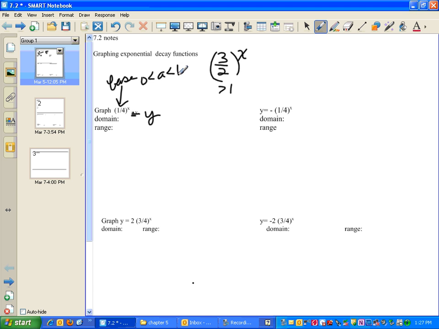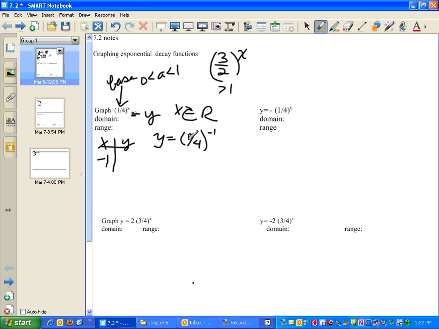We know that our domain is going to be that x is an element of the reals because x can be any value. All right? Let's see what happens to our y's. We'll do a little chart. I want you to do both a positive, negative, and 0. So if x is -1, I'm going to say that y will equal 1/4 to the -1, correct? What's 1/4 to the -1?